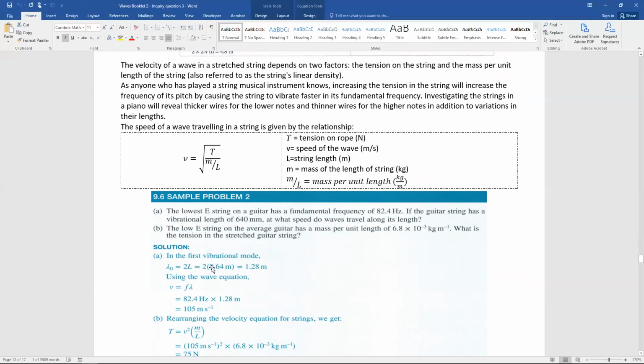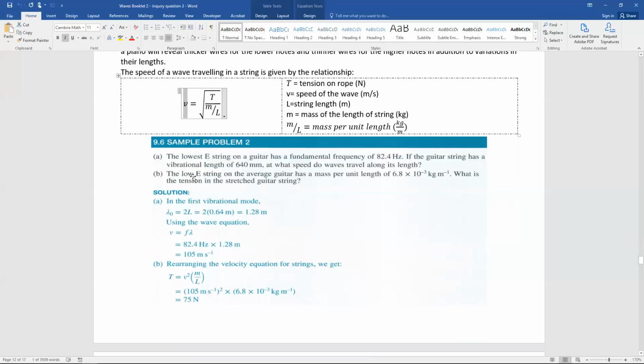2 times 0.64 meters gives us 1.28 meters. So that's the effective length of the wave. Now we can solve for the speed. We know that the frequency is 82.4. 82.4 times 1.28 gives us a speed of 105 meters per second, which is this value here. That's the speed of the wave, and it goes here.